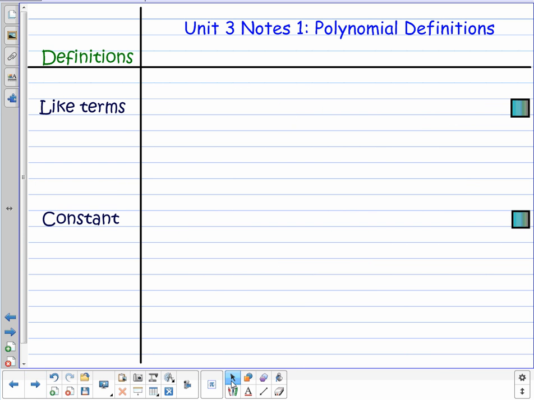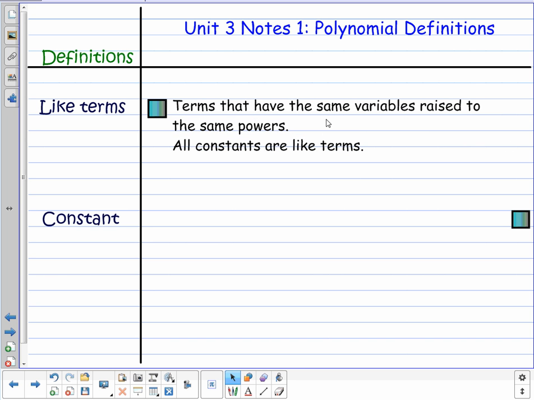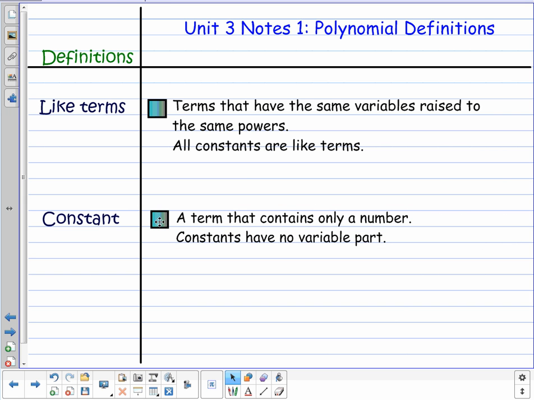Like terms, we all know what like terms are, but let's just refresh our memory here. Like terms are terms that have the same variables raised to the same powers. Another thing to note is that all constants are actually like terms. And then that brings us into constant. Constant is a term that contains only a number. They have no variable part.